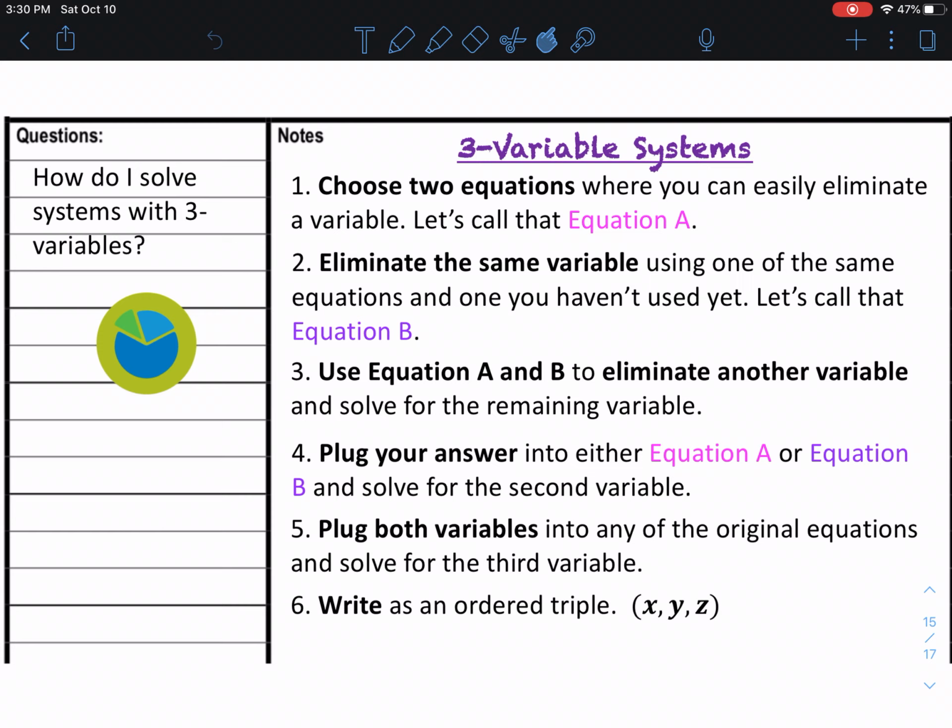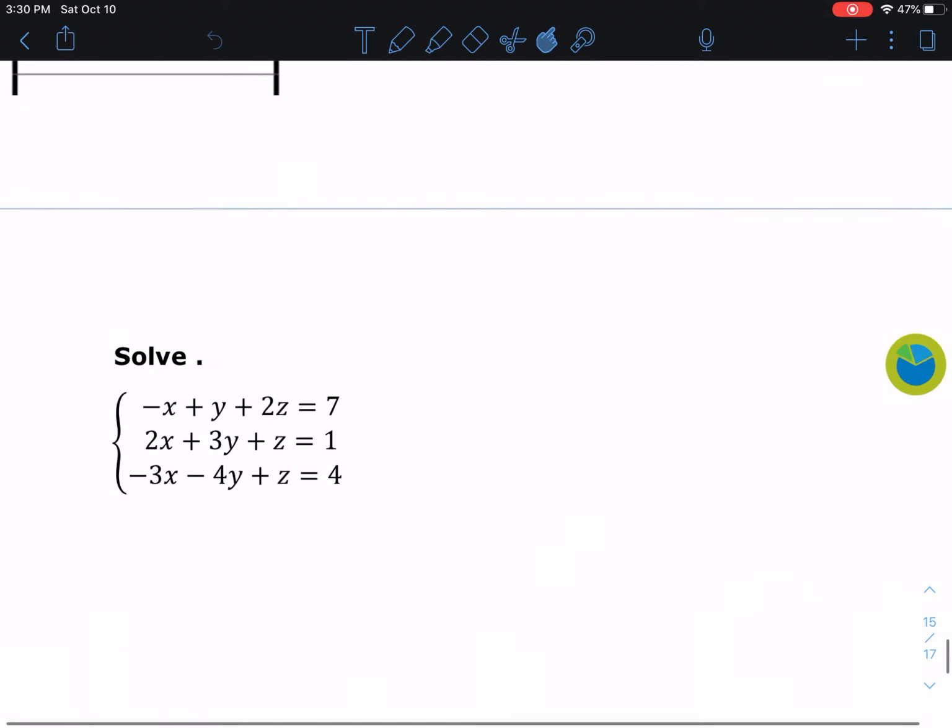Once you have that answer, you're going to plug it in, and you can plug it into either equation A or B, and then you should be able to solve for your second variable. And lastly, once you know two of your three variables, take those two and plug them into one of your original equations, and you should be able to write your final answer as an ordered triple. So these are the steps again, and here we go.